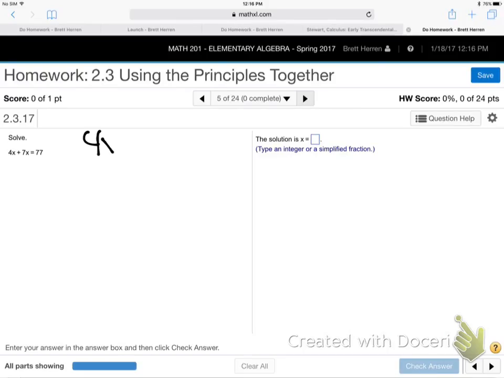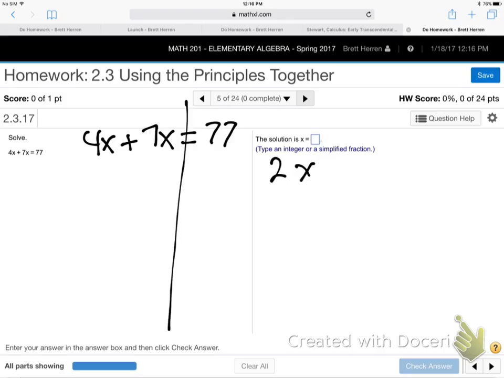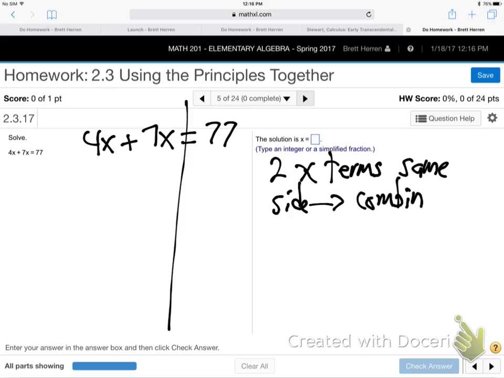All right, so here's number 5. 4x plus 7x is 77. Okay, so notice, 2x terms on the same side combine, right? When you have 2x terms on the same side, like we have a 4x and a 7x, you combine them. We're combining it. What's 4x plus 7x?